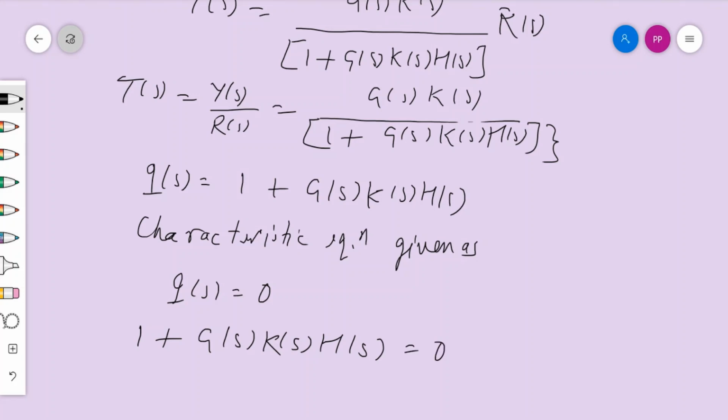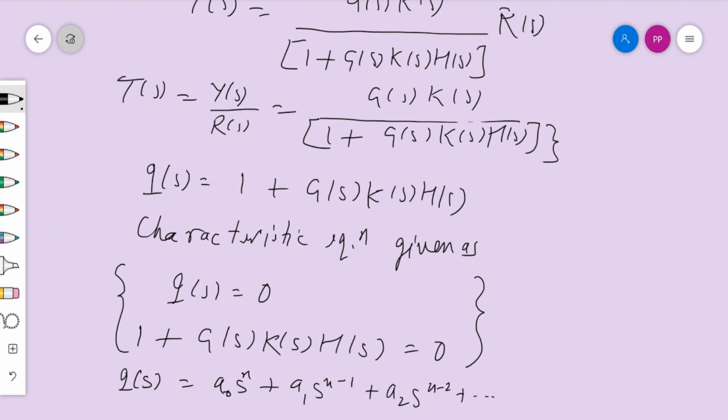So the characteristic equation of any linear time invariant system can be represented by this, and we can generalize this characteristic equation Q(s) as a0 s power n for an nth order system plus a1 s power n minus 1 plus a2 s power n minus 2, like that up to a(n minus 1) s plus an equal to 0. So this is the characteristic equation generalized to the nth order system.